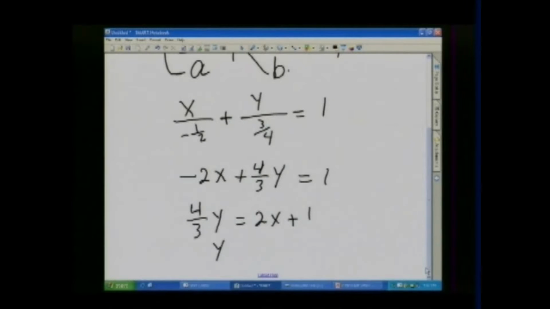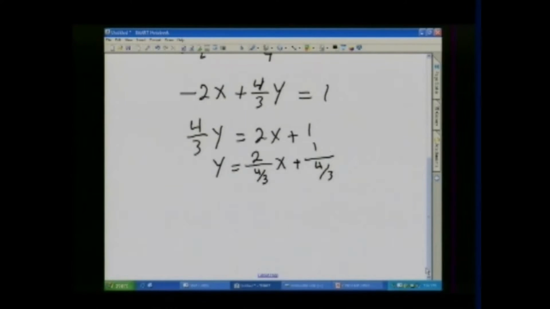Therefore, y, divide everything by the coefficient of y. y would be equal to 2 divided by 4 thirds x plus 1 divided by 4 thirds. Therefore, y is equal to 3/2 x plus 3/4.